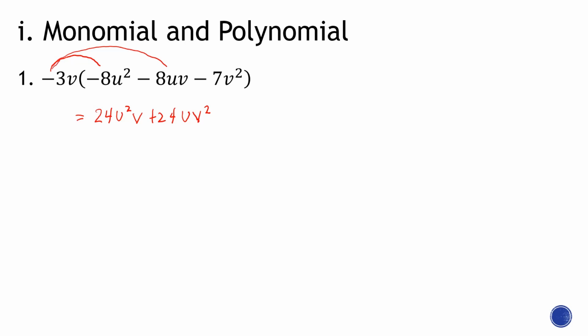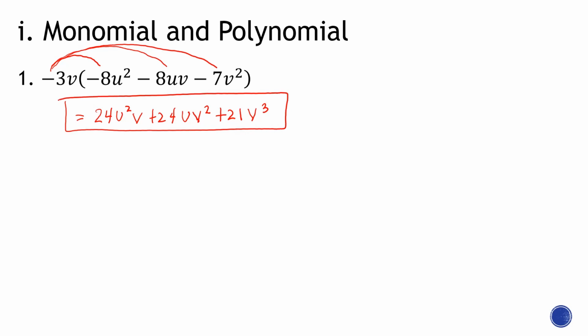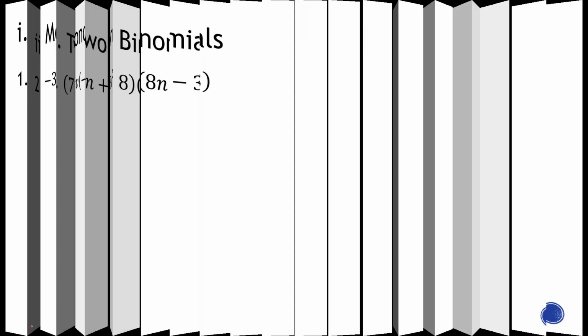The last terms that we will multiply are negative 3v and negative 7v squared. So negative 3 times negative 7 is positive 21. v times v raised to 2, I mentioned this earlier, so we just need to add the exponents using the laws of exponents. So this will be v raised to 3. And this will be the answer for number 1. Okay, let's go to the next example.